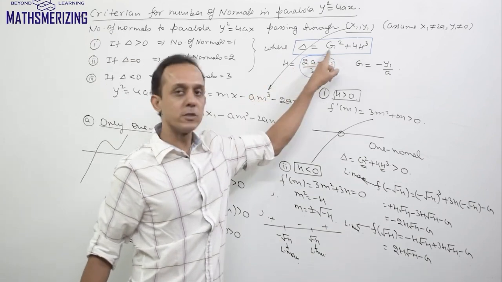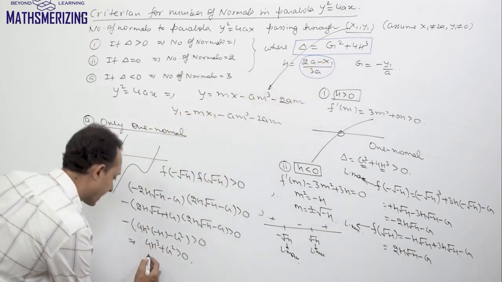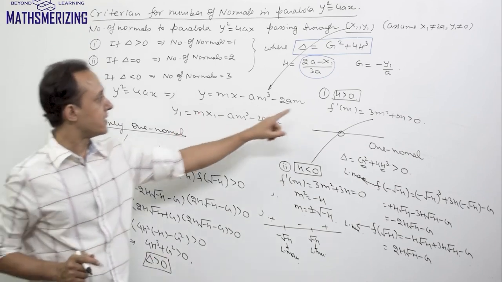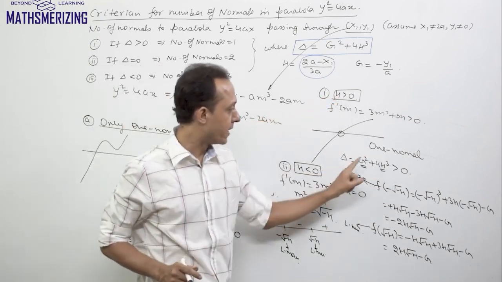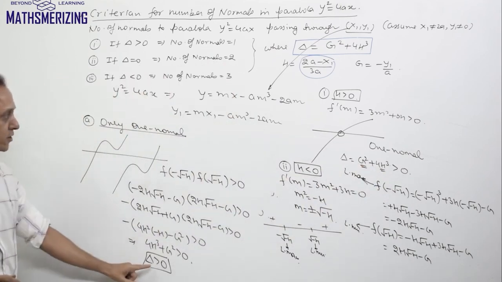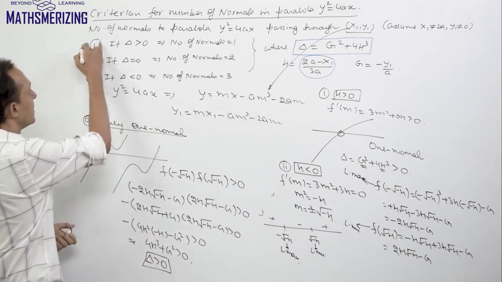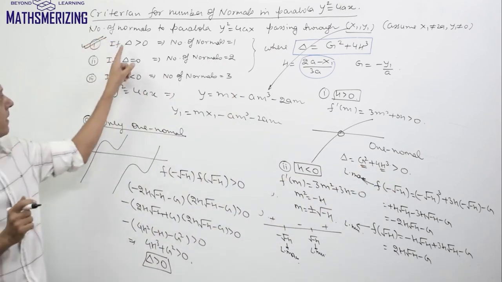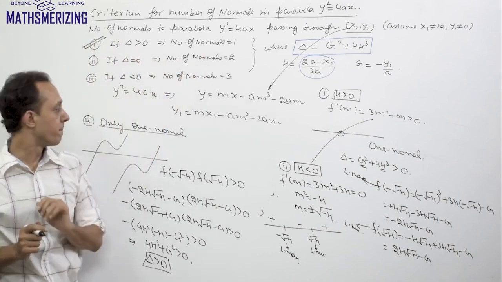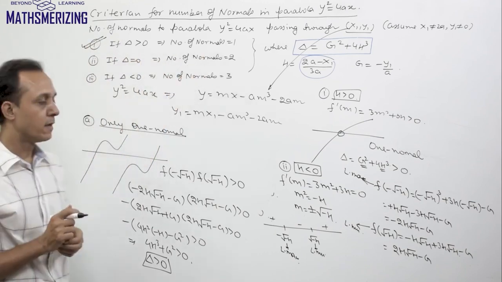Now 4h cube plus g square is nothing but delta. So from here I'll get this condition as delta is greater than 0. So when h is greater than 0, for one normal the condition is delta should be greater than 0. When h is less than 0, then too the condition is delta should be greater than 0. So we'll get our first condition that whichever way, if delta is greater than 0, then the number of normals will be simply 1. Now we'll come to the second case, two normals.